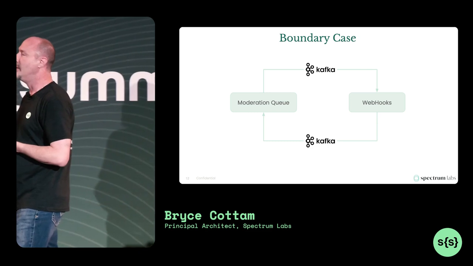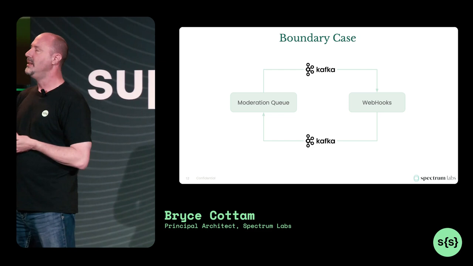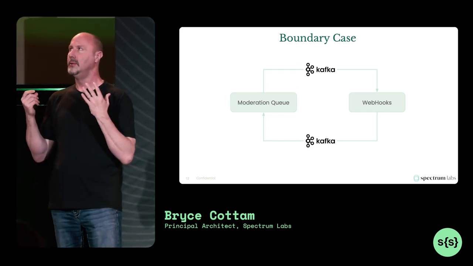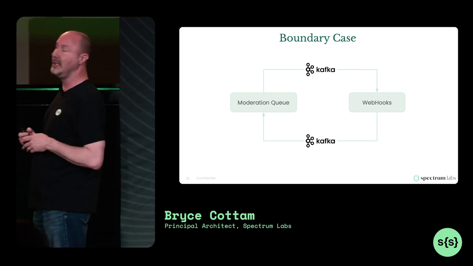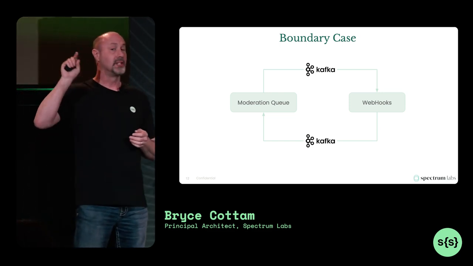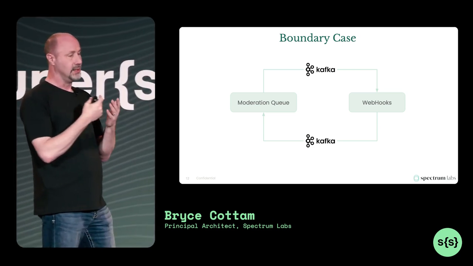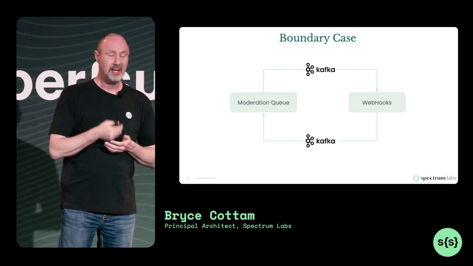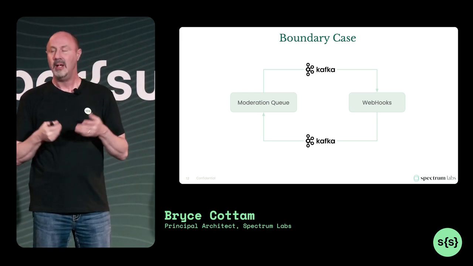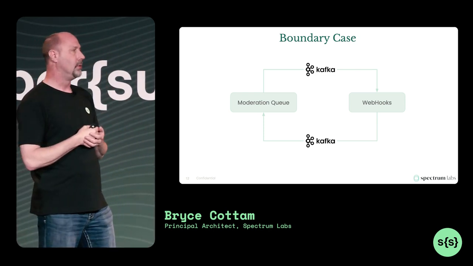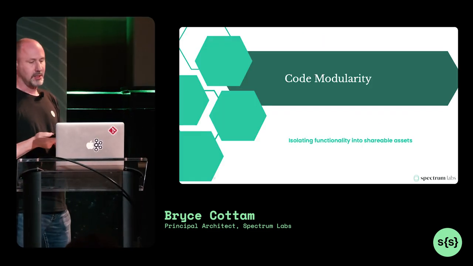The mechanism that we landed on is a library that lives in both of these systems that is able to not give a shit about what context it's running in. It doesn't need to know that it's running in the moderation queue to ask what's going to happen in the webhook system. The webhook system is using the exact same code and is asking that exact same thing, hey, what should I do now that I've gotten this message? And so they wind up agreeing in that case. All right, so that leads us to our code modularity.